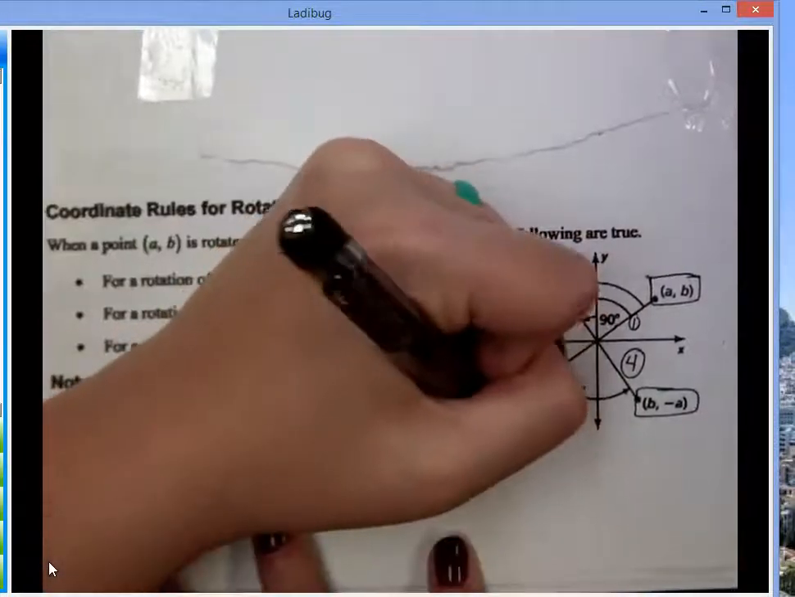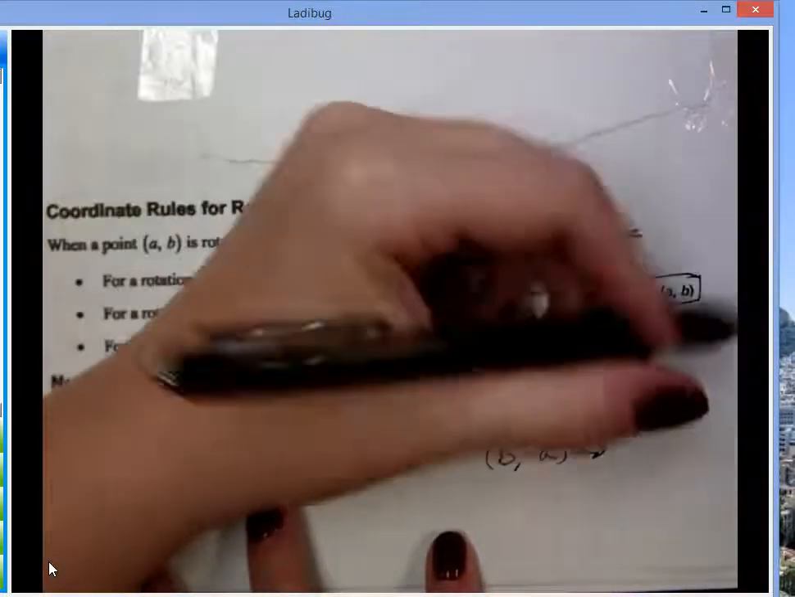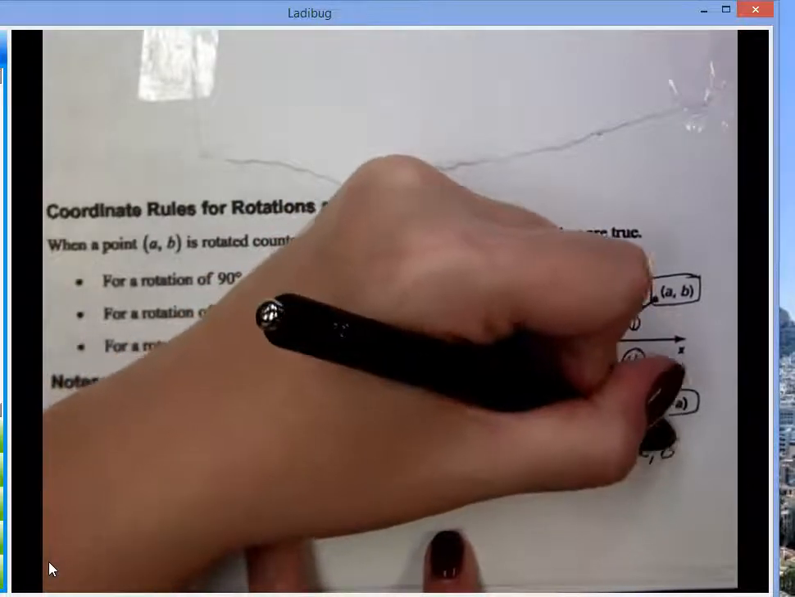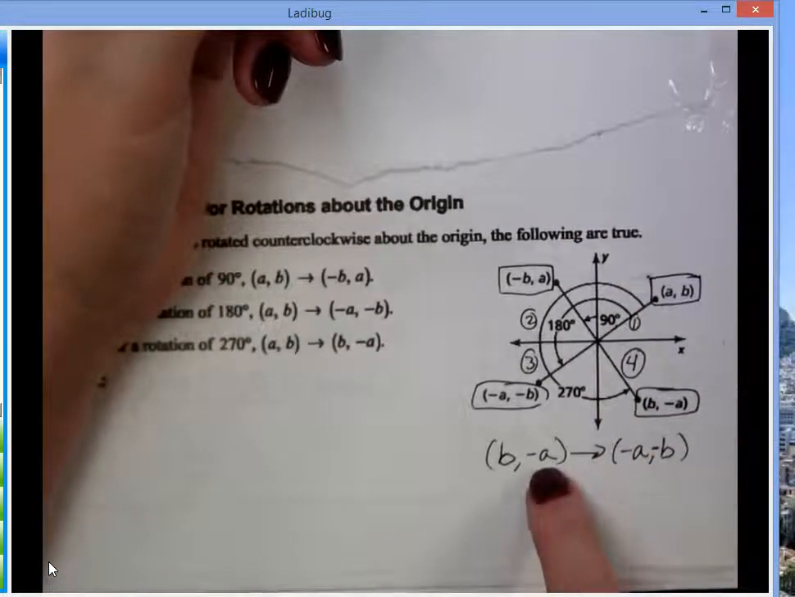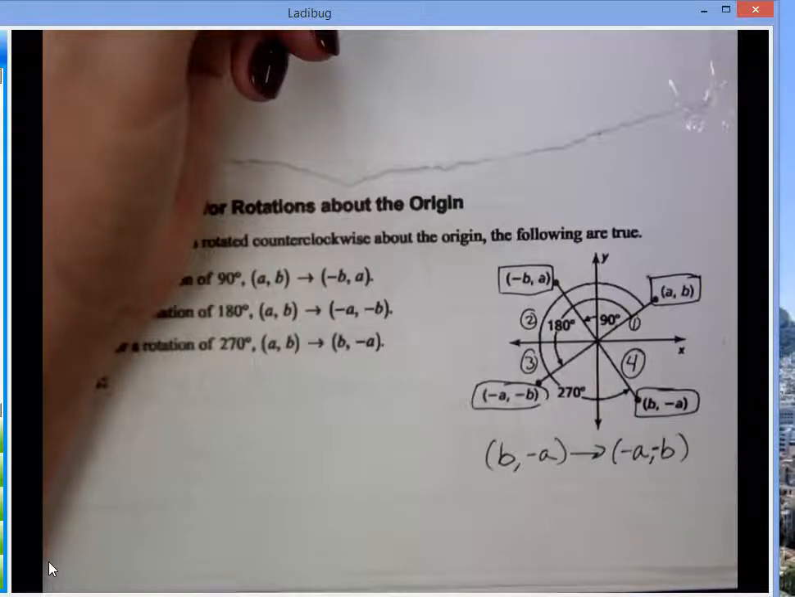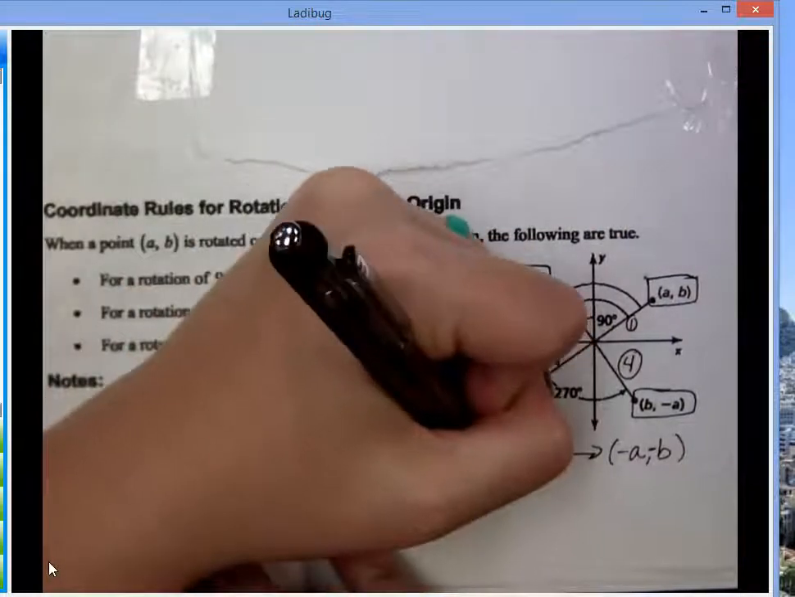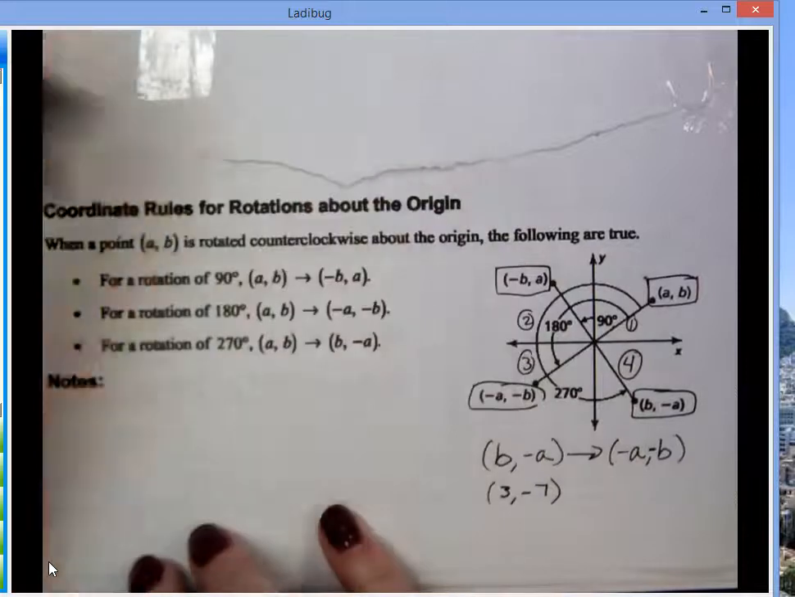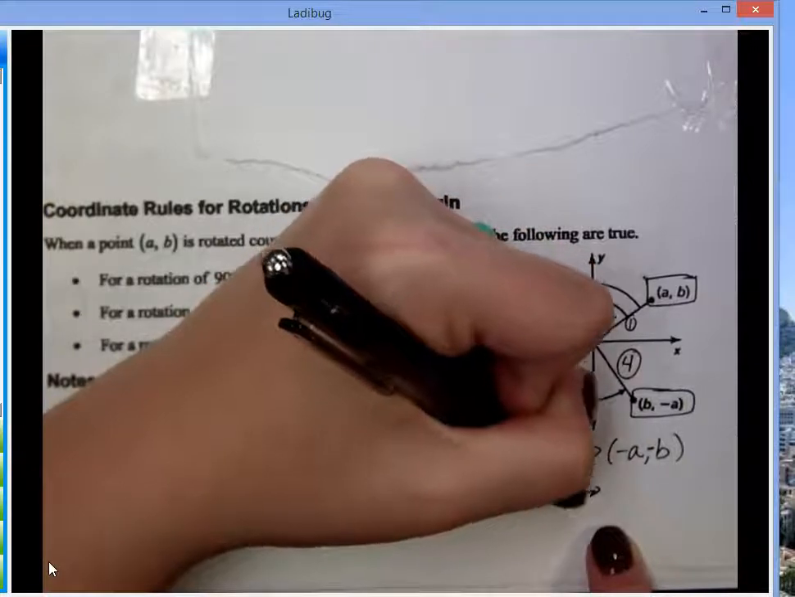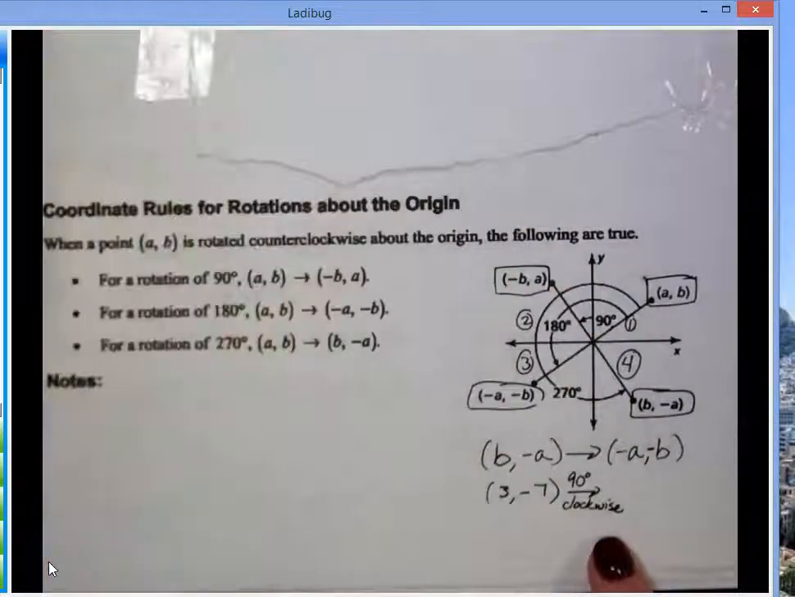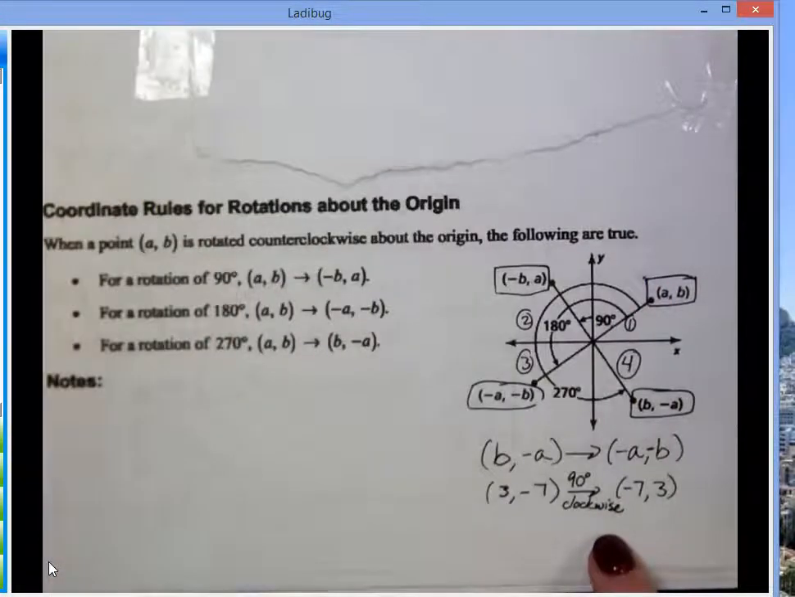So you would have to change your point from this to this. It'd have to go from b, negative a, so the y value would be negative, to negative a, negative b. So both the x and y value would be negative. So let's just say that our point was, I don't know, (3, negative 7). Okay, and we wanted to rotate it 90 degrees clockwise. We would change the point to (negative 7, 3).